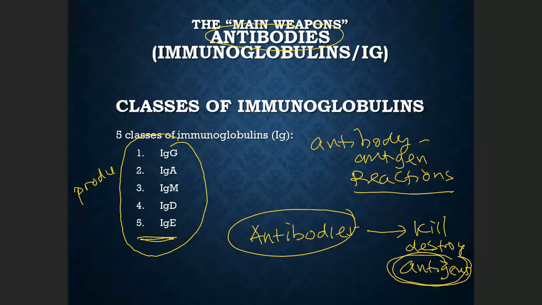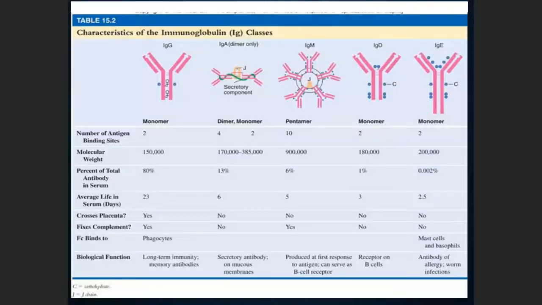Okay, they are produced whenever there is an antigen present. So these antibodies then will try to kill these antigens. So that's the process. The antibody is not always present in our system. It is only made whenever we have antigens enter into our system.